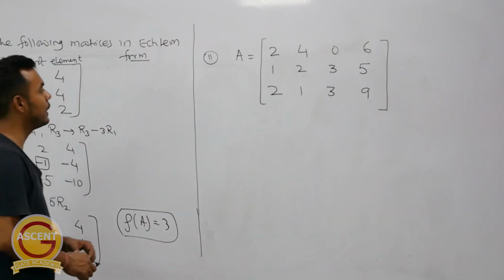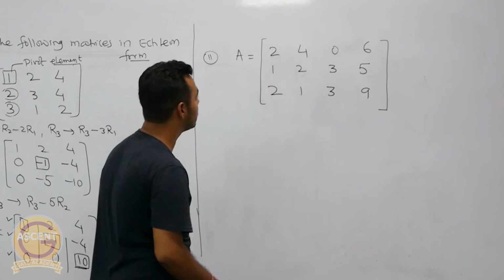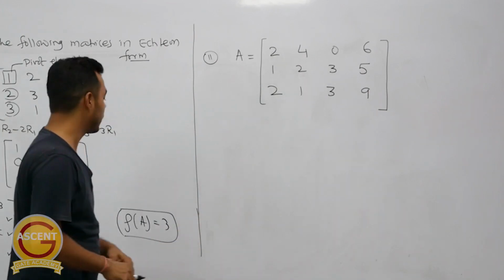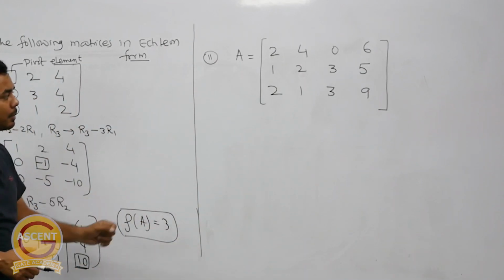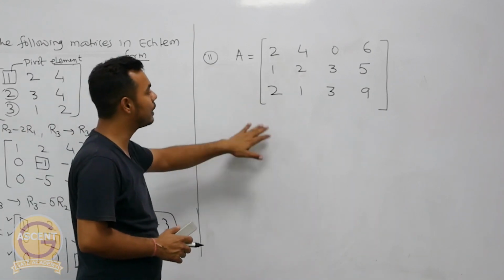Now the second one is we have to convert this matrix in echelon form, and we also have to find the rank of this matrix. Now for any 3 cross 3 matrix, converting the matrix in echelon form and then finding the rank of matrix is the best approach to find a rank. The reason is that here you cannot calculate determinant.